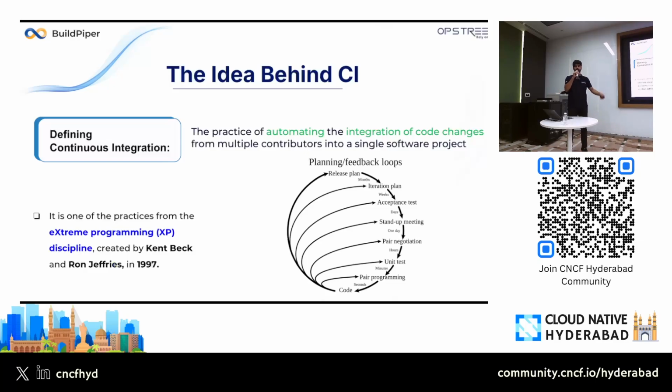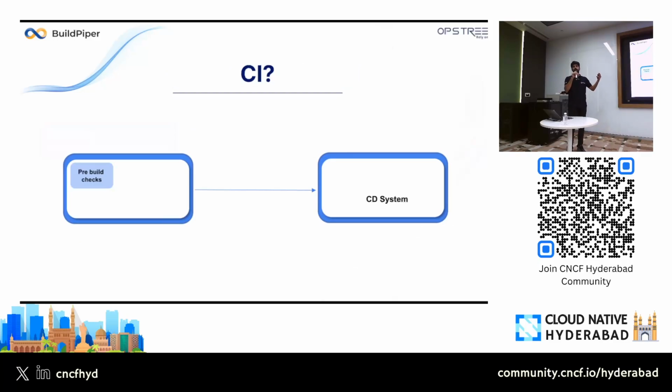So what actually is CI? It's the practice of automating the integration of code changes from maybe multiple developers and compiling it into a single software project. Now that we have understood what CI actually is, we'll look a bit deeper into what the different checks are that CI does, and how the CI lifecycle should ideally look.